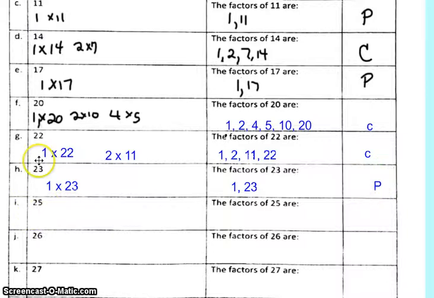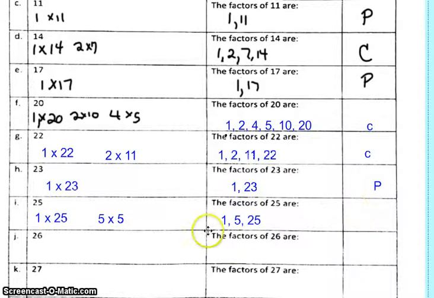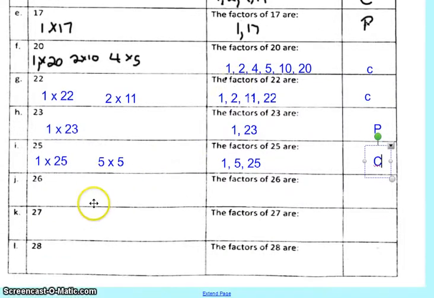The factors for 25, 1 times 25, of course, and 5 times 5. Those are all our factors. So the factors for 25 are 1, 5, and 25. Now be careful with this one because this has 3 factors, but that's still more than 2. So this is a composite number.